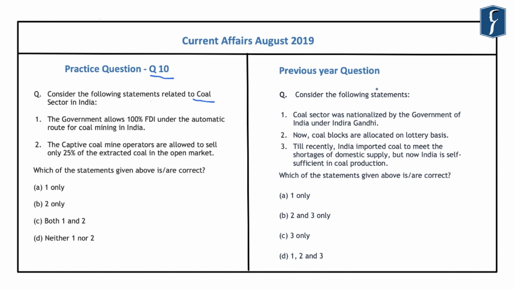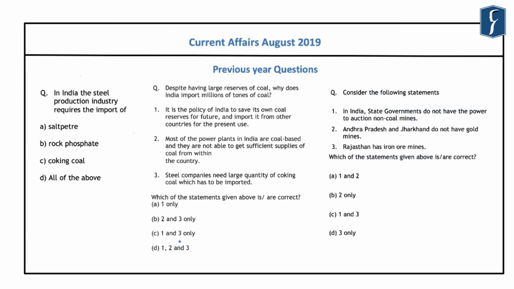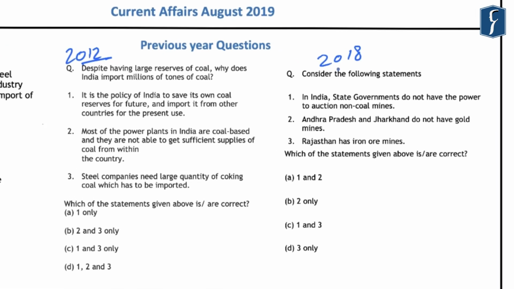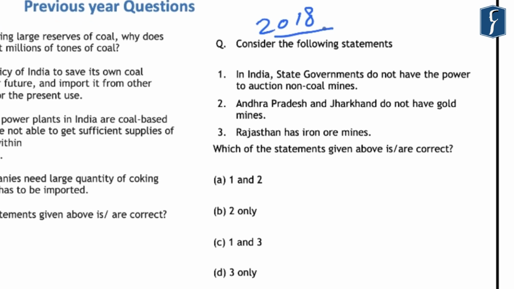For example, this question was asked in the year 2019. And if you look at these questions that were asked in the previous years, you will find that there was a question in the year 2018. Again, there was a question in the year 2015, and there was a question in the year 2012. Now, this question that was asked in 2018 had a statement related to, in India, state governments do not have the power to auction non-coal mines.